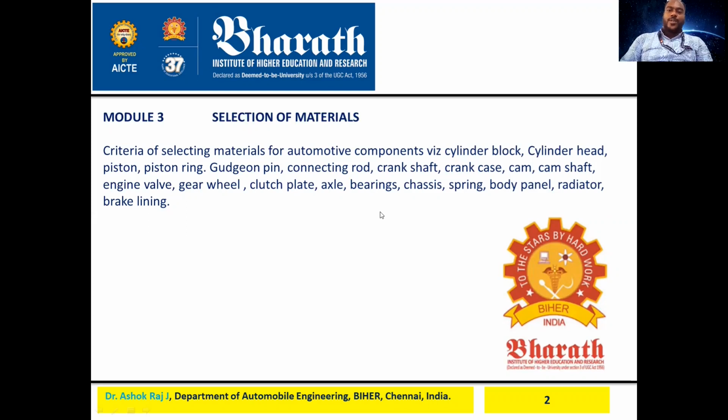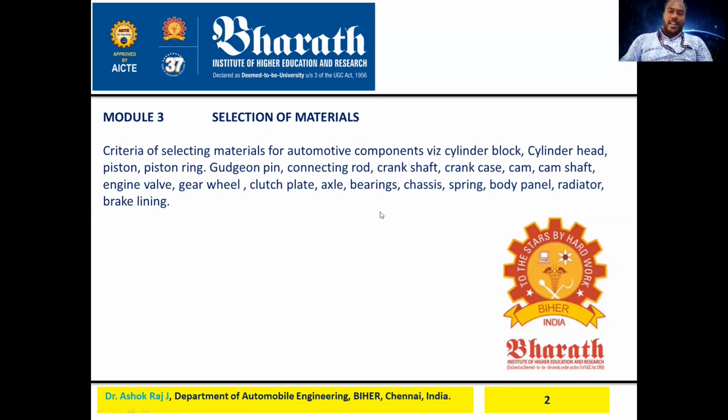So here we are going to select material for automobile components. If you want to select an automobile component, you should know the fundamentals of materials. If you are going to select for the cylinder block or cylinder head, piston ring, pin and connecting rods, crankshaft, brake, camshaft, engine valves, gear wheels, auxiliaries, chassis, spring, there are many different parts, radiator, braking line, everything. How will we select?